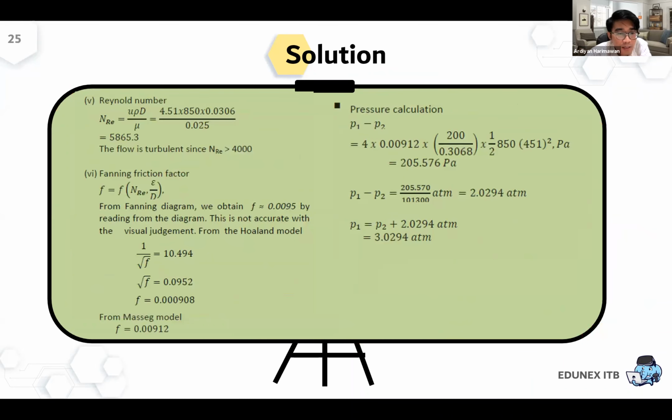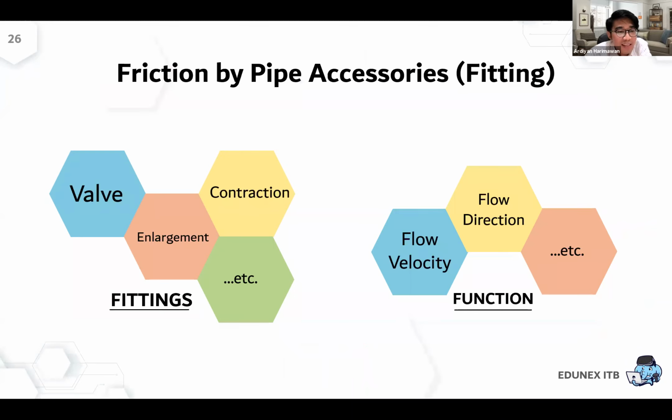Okay, maybe I will explain a bit about friction, but I think I have explained to you in the previous class that friction loss not only comes from the friction between the fluid and the pipe, but also from the installation of fittings. The fitting is basically the pipe accessories.